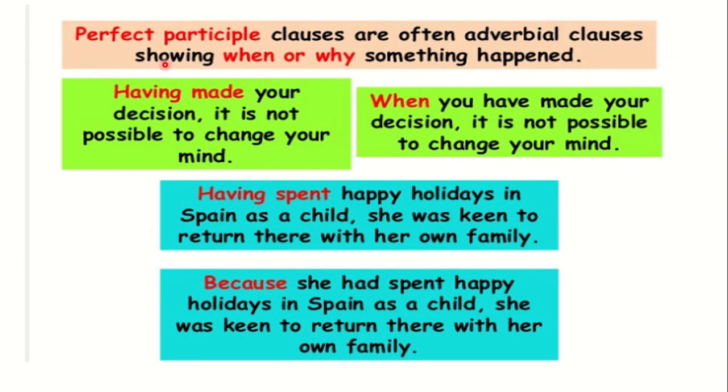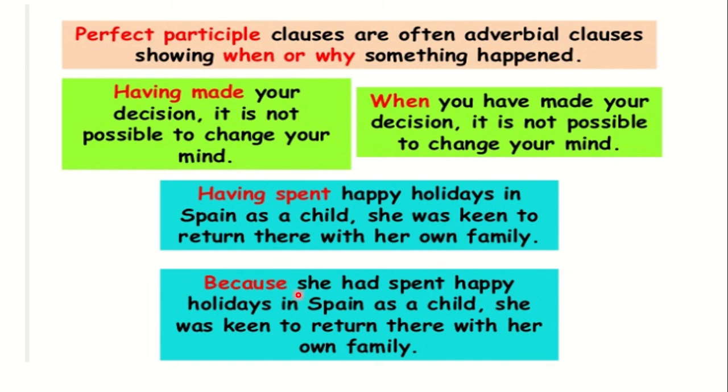Next, perfect participle clauses are often adverbial and they show when or why something happened. For example, when you have made your decision, it is not possible to change it. So, how to use perfect participle in the same sentence? Having made your decision, it is not possible to change your mind.